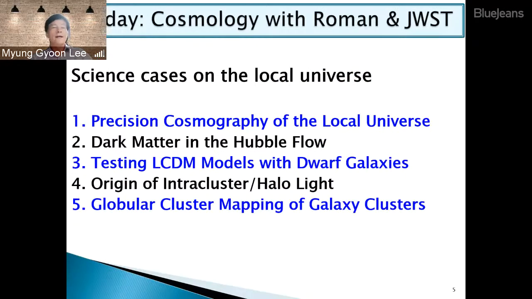So today, I'm going to introduce some example science cases on the local universe. First of all, the precision cosmography of the local universe. Then one example with dark matter in the Hubble flow. Then the third one will be testing lambda CDM models with dwarf galaxies. And then the origin of intracluster and halo light. And finally, globular cluster mapping of galaxy clusters.